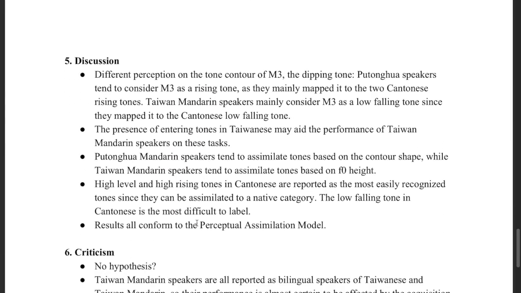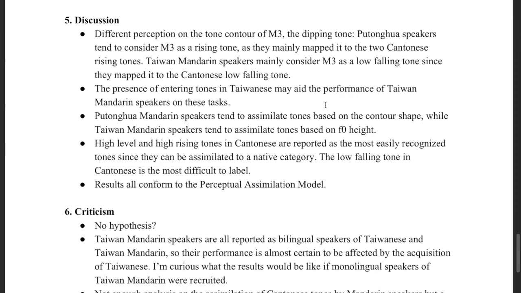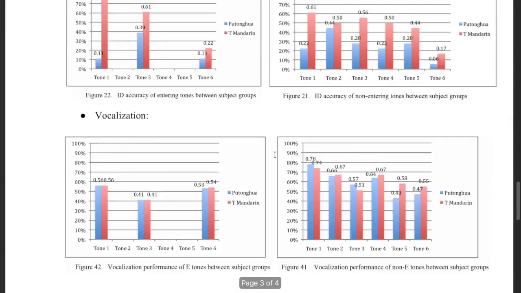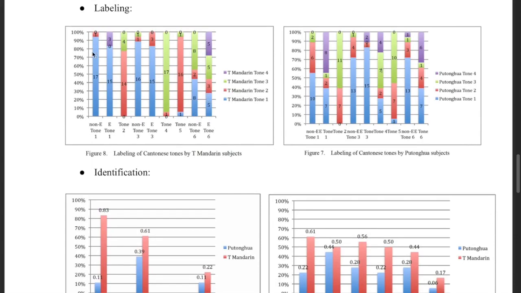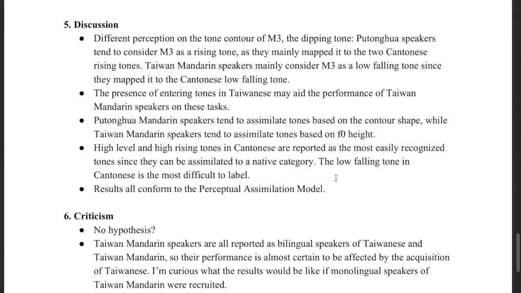The third one is that Putonghua Mandarin speakers tend to assimilate tones based on the contour shape, while Taiwan Mandarin speakers tend to assimilate tones based on F0 height. And then high level and high rising tones in Cantonese are reported as the most easily recognized tones, since they can be assimilated to a native category. So for example, the high level tone in Cantonese can be assimilated to the high level tone in Mandarin, shown here. And the low falling tone in Cantonese is the most difficult to label. And lastly, results from this study all conform to the perceptual assimilation model.